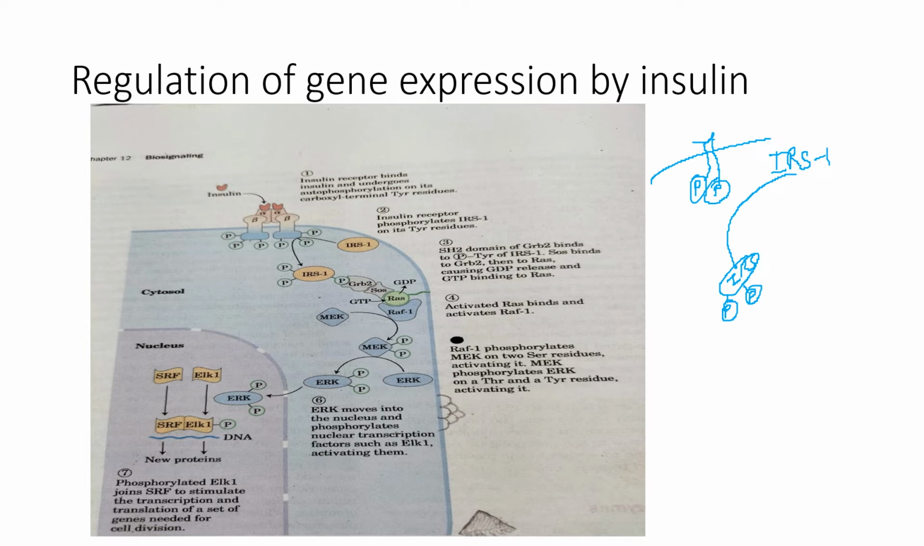And when it is phosphorylated, it binds another kind of enzyme. The name of the enzyme is GRB2. So what happens? GRB2 binds IRS1 with the SH2 domain. Suppose this is the SH2 domain.